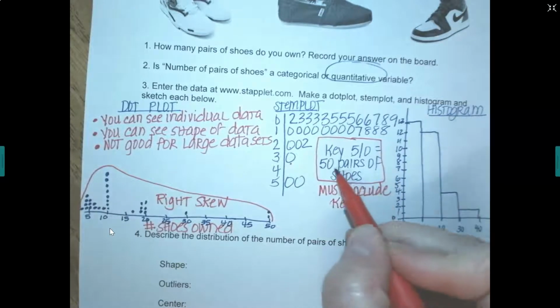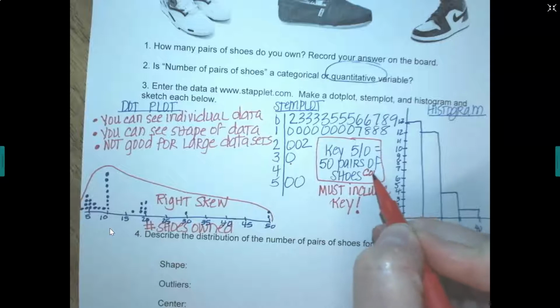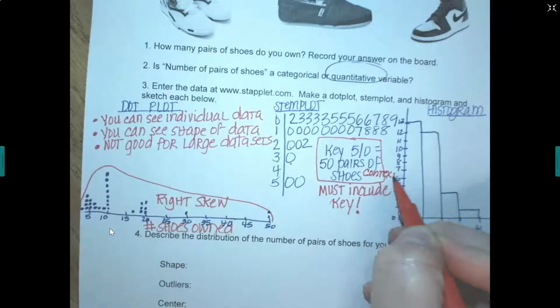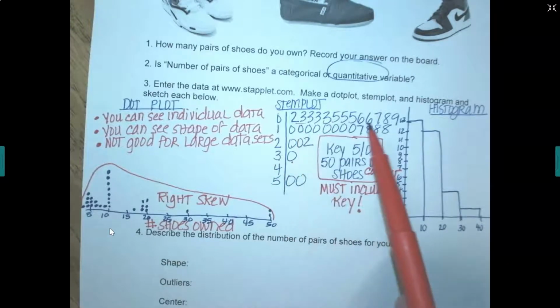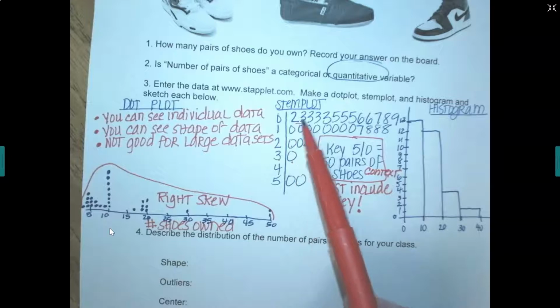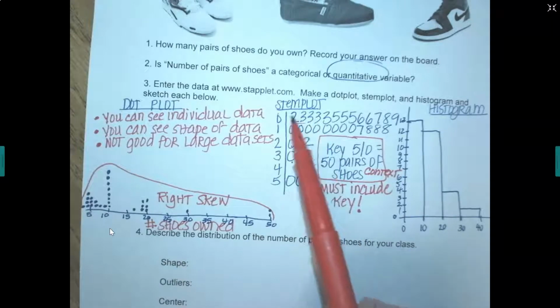Okay. Here, I didn't just say that it was 50. I said it's 50 pairs of shoes. That's context. It's important to remind your reader what it is that you're representing in your plot. Now, so the individual data, you can see the individuals. There's somebody with 2 pairs of shoes, 3 pairs of shoes, because it's really 0, 2, 0, 3, 0, 3.